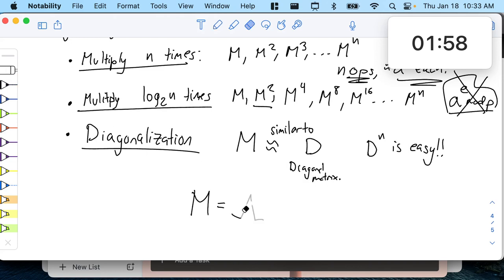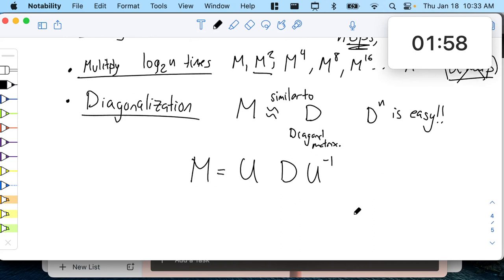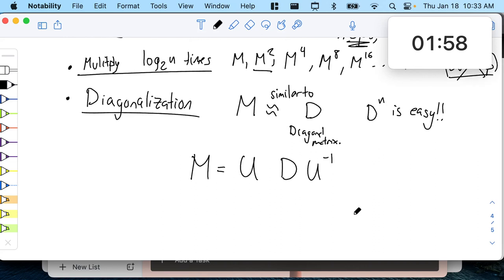Actually, lambda is sometimes the diagonal one. Let's call it U. U D U inverse. That's what similar means. So it means there is some invertible matrix U where M equals U D U inverse. And the nice thing about these two things, if it's true that M equals U D U inverse, you can very easily calculate M to the N.